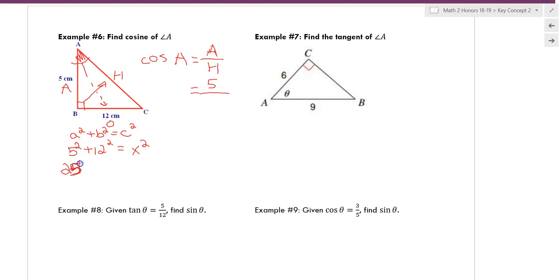25 plus 144. So that is 169. Take the square root, x equals 13. Okay. So that goes in my blank. That does not reduce. The cosine of A is 5 over 13.